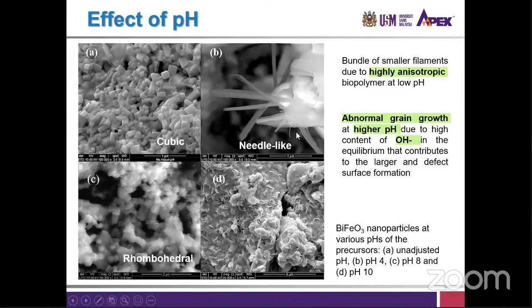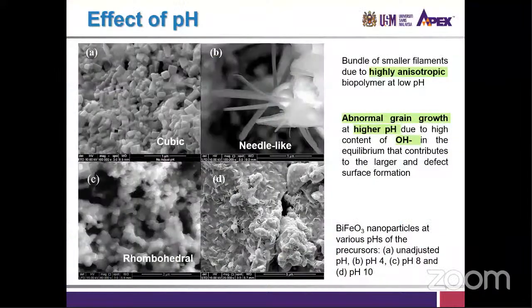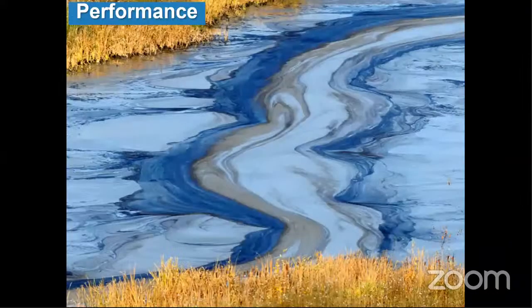at low pH. And then at really high pH, you can see abnormal grain growth, due to the high content of hydroxyl group in the equilibrium that contributes to larger and defect surface formation. So that is most of the controlled growth of the bismuth ferrite that we did in the lab, and then we can move into the performance.